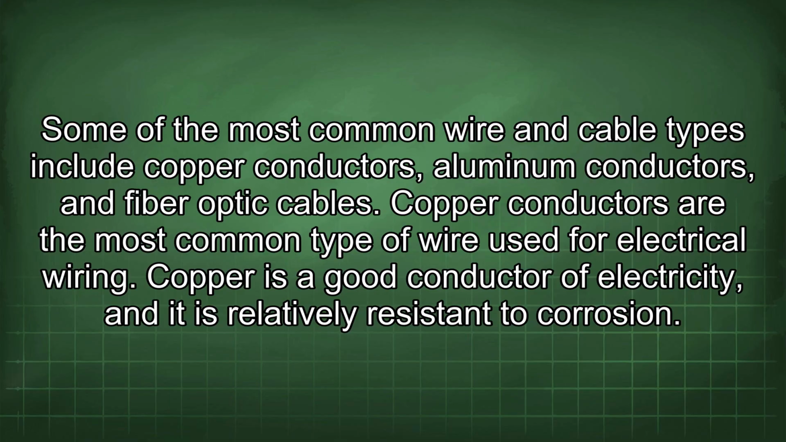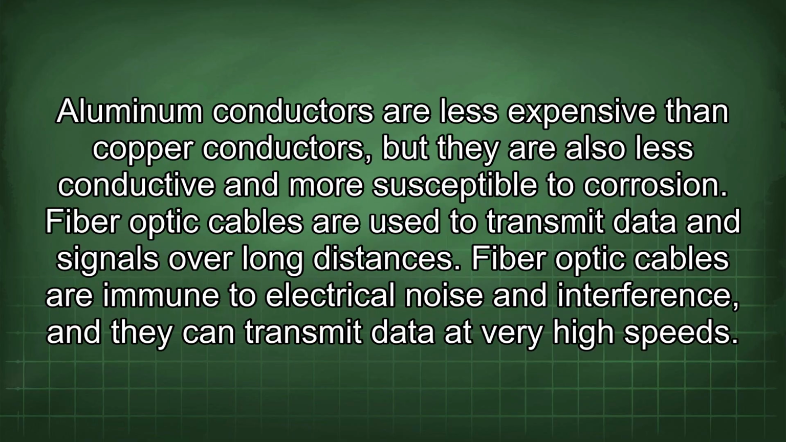Copper is a good conductor of electricity, and it is relatively resistant to corrosion. Aluminum conductors are less expensive than copper conductors, but they are also less conductive and more susceptible to corrosion. Fiber optic cables are used to transmit data and signals over long distances. Fiber optic cables are immune to electrical noise and interference, and they can transmit data at very high speeds.